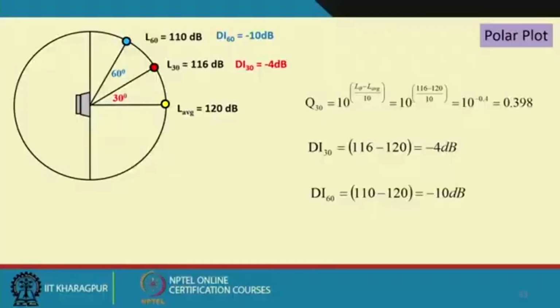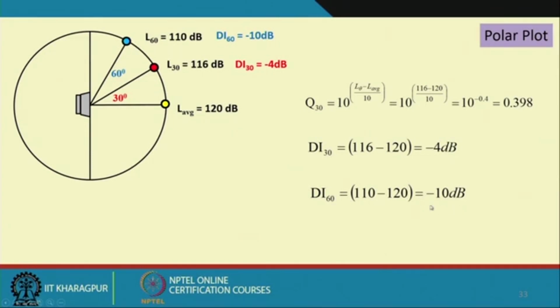So, let us go to a small mathematical understanding. Suppose in this particular 0 degree line I got 120 decibel, this is the L average, and if I move in a circular path without changing the radius from the loudspeaker, at 30 degree I got 116. So, your directivity index is minus 4 dB, because 116 minus 120 is minus 4. Similarly, at 60 degree it is suppose 110. So, it is minus 10 dB.